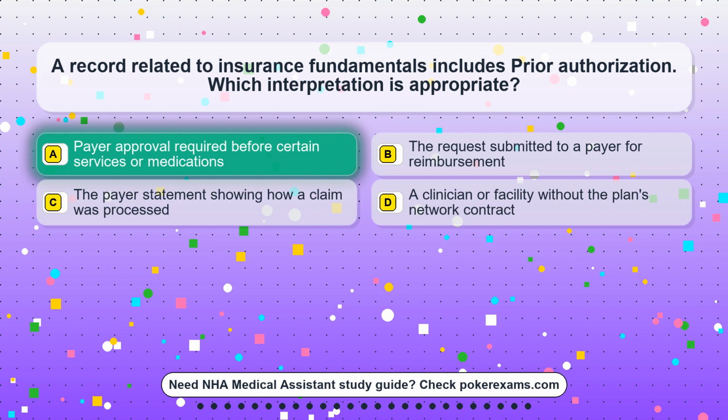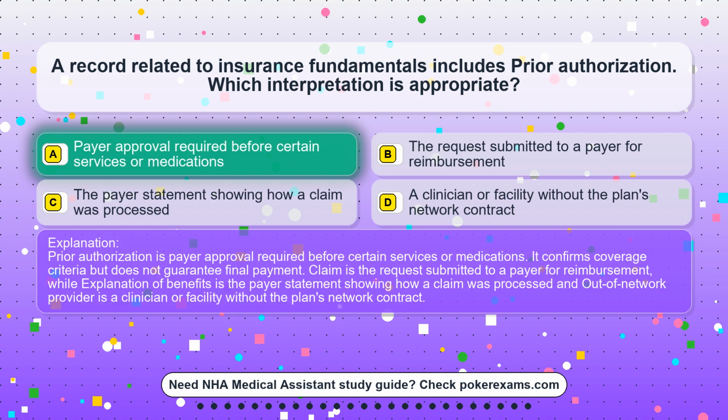The correct answer is option A. Payer approval required before certain services or medications. Prior authorization is payer approval required before certain services or medications. It confirms coverage criteria but does not guarantee final payment. Claim is the request submitted to a payer for reimbursement, while explanation of benefits is the payer statement showing how a claim was processed, and out-of-network provider is a clinician or facility without the plan's network contract.